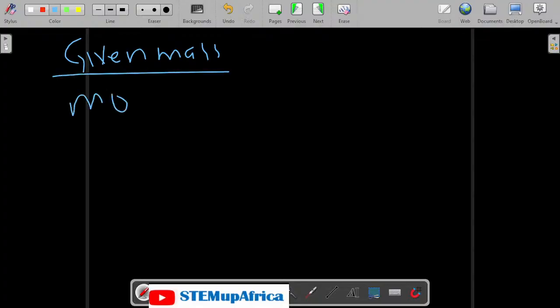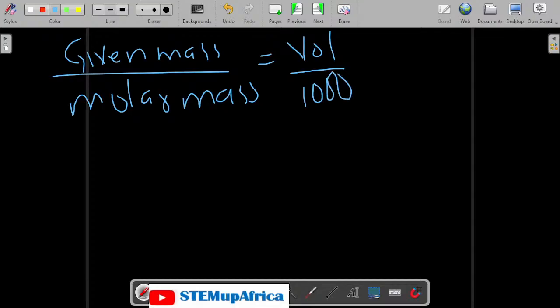To do that, we are going to use a mathematical formula that says given mass, which is the 2.3 they gave to us, over the molar mass of the base, which is sodium hydroxide, is equal to volume of the base, which is the 250, over 1000 times molar concentration of the base. So without getting the molar concentration of the base, you cannot get the molar concentration of the acid. So what is the molar mass?